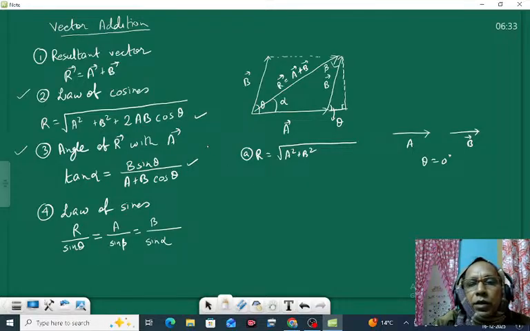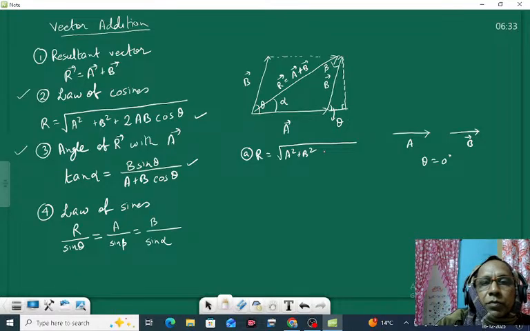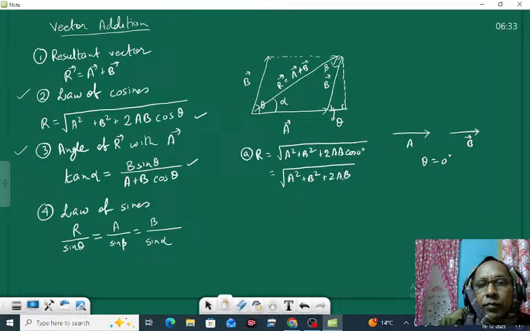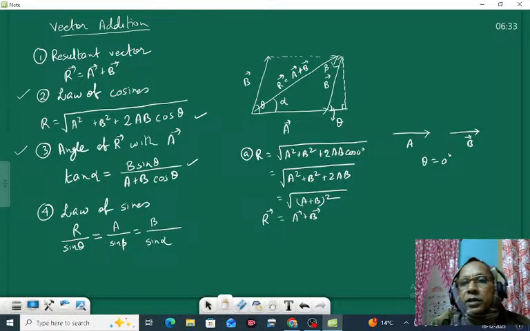And we can add any vector with this formula. A square plus B square plus 2AB cos 0. Cos 0 is 1, so we can write it as root over A square plus B square plus 2AB, or you can write it as root over A plus B whole square, or you can write vector R is equal to vector A plus vector B. If they are in the same direction, we add them according to this formula.